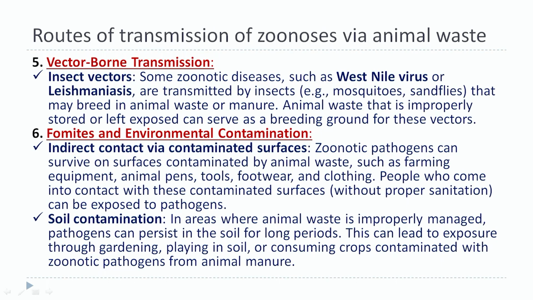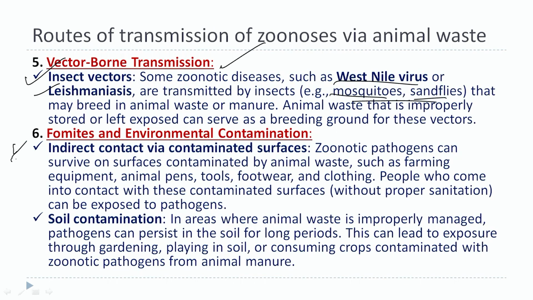The next pathway for transmission of zoonotic diseases is vector-borne transmission. Zoonotic diseases like West Nile virus and leishmaniasis are transmitted by insects like mosquitoes and sandflies. The sandfly does not directly transmit the zoonotic agent from animal to human, but if animal waste is not properly handled or managed, this untreated animal waste acts as a breeding place for different types of vectors and leads to the transmission of different zoonotic diseases by way of the vector. So it is considered a vector-borne zoonotic disease.